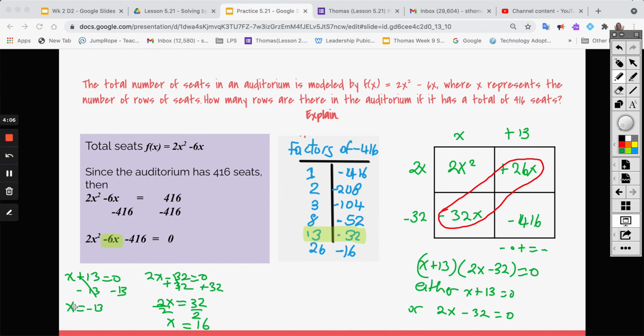Now, realistically, which of these two would make sense for this problem? We can't have negative 13 rows of seats, so it would therefore mean that the solution for this problem is x is equal to 16. So we know that there are 16 rows of seats in the auditorium. And there you go.